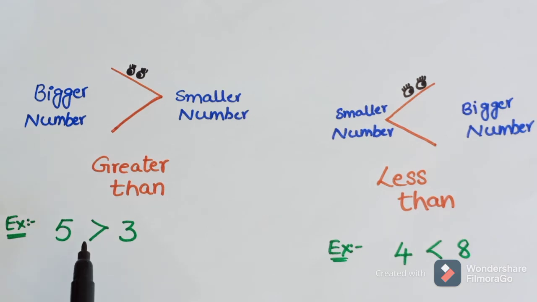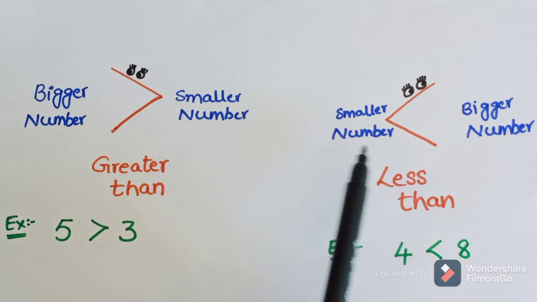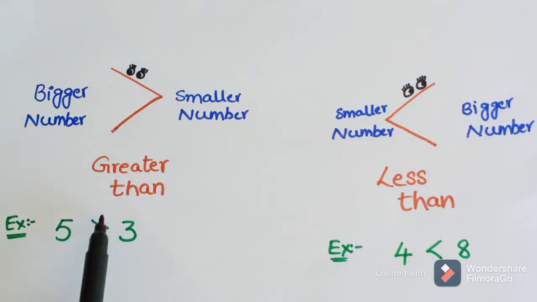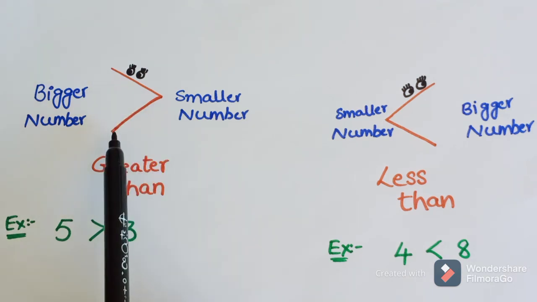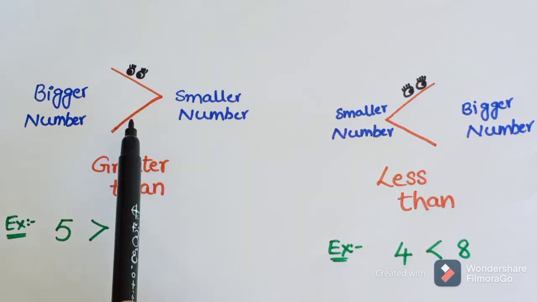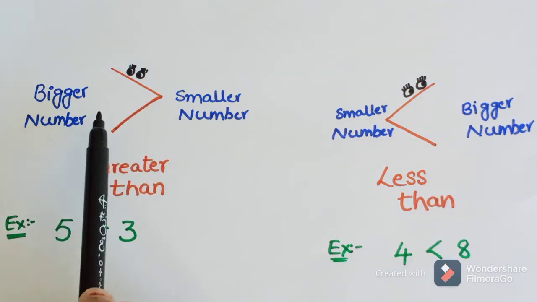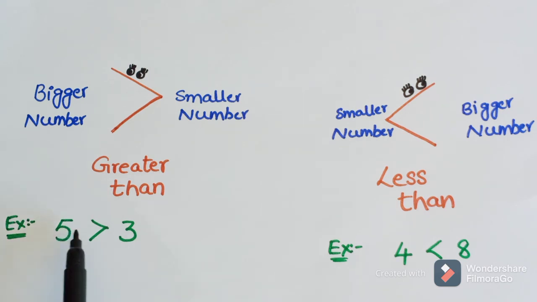Children, just remember, both the symbols greater than and less than open their mouths towards the bigger number. The right hand open-ended symbol is the greater than symbol. The left hand open-ended symbol is the less than symbol. Both symbols open their mouth towards the bigger numbers only. See children, here 5 is bigger than 3, so the symbol opens its mouth towards the bigger number. Here 4 and 8. 4 is less than 8.